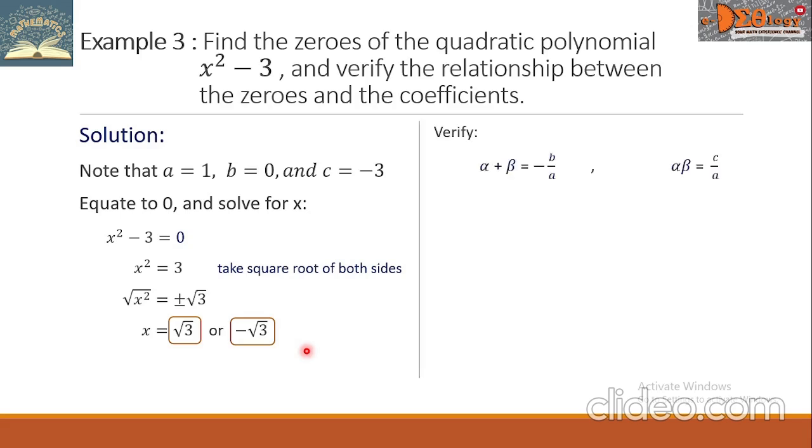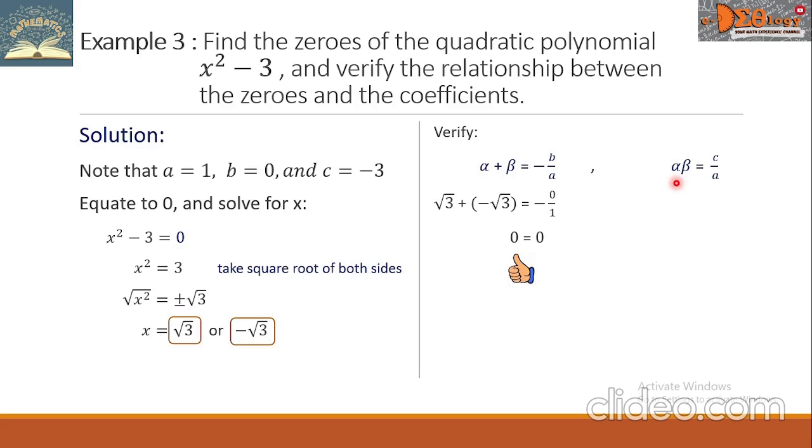Now let us verify. Alpha plus beta equals negative b over a. When we substitute the values, we have square root of 3 plus the negative square root of 3 equals the negative of 0 over 1. The left side is 0, the right side is also 0. So the first relationship is verified.